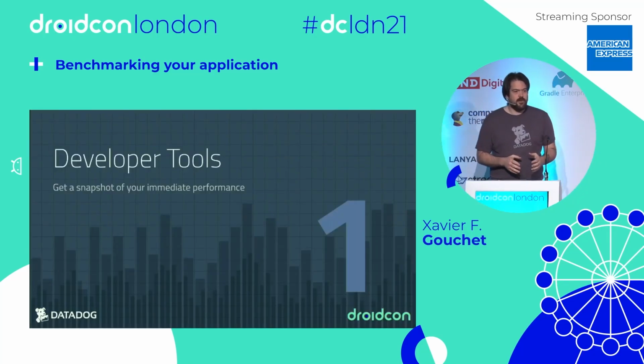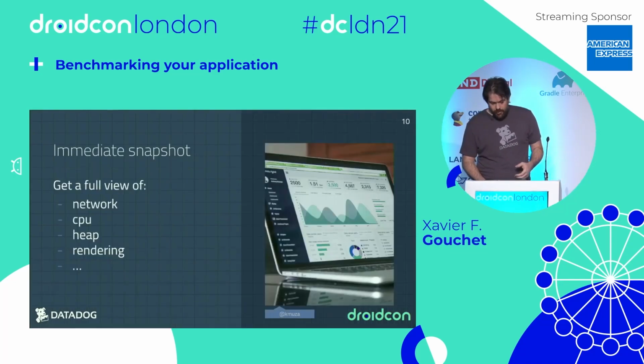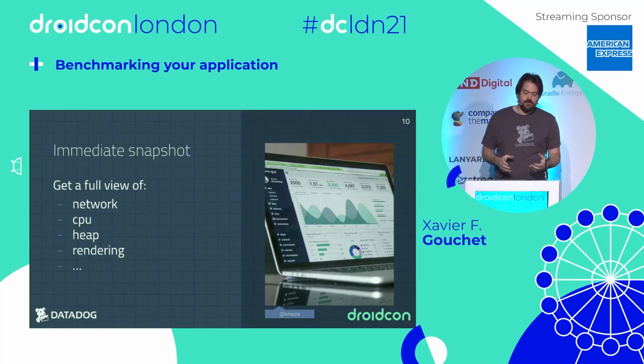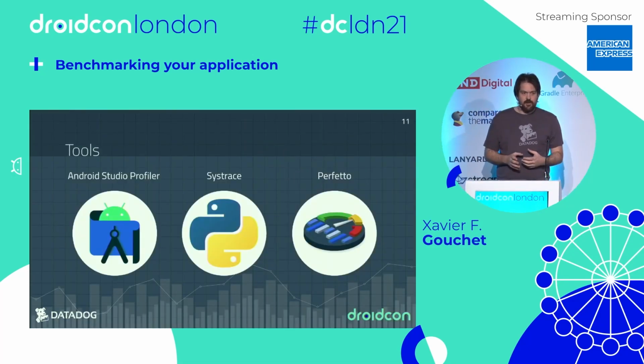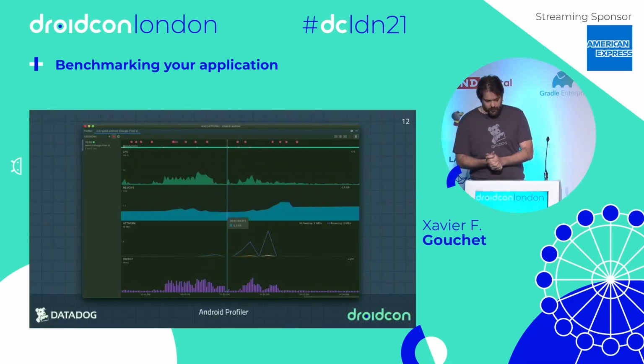So let's first start at the beginning. You work on a feature on your workstation, and you want to know what's the immediate performance of it. Well, you want to have some tools to give you a full view of the network usage, the CPU load, the memory heap, rendering, everything, you name it. So for that, you have the Android Studio Profiler, which is baked in Android Studio. I'm betting most of you are using that. But you also have Systrace and Perfetto that are external tool that works very, very nicely with Android.